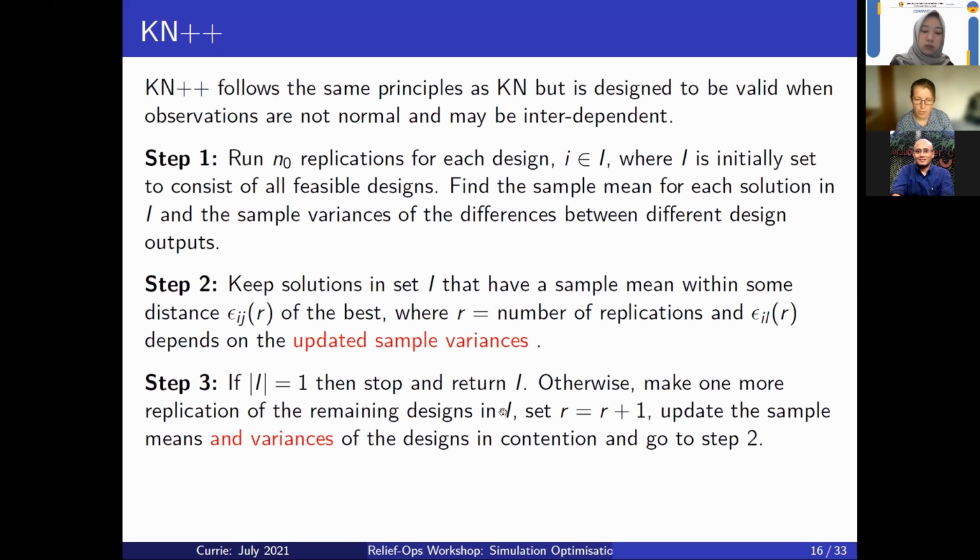Again, the stopping criteria are exactly the same. What we're doing here is updating the sample means and variances of the designs in contention and going back to step 2. So the key difference is these sample variances get updated at each time step.